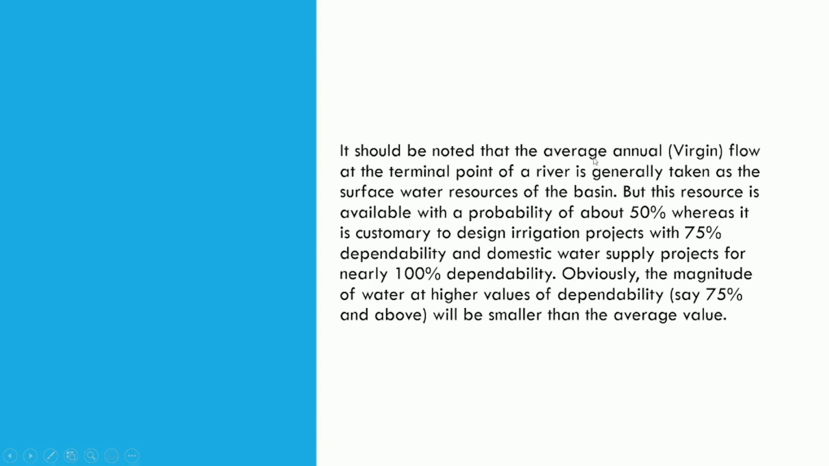It should be noted that the average annual virgin flow at the terminal point of a river is generally taken as the surface water resources of the basin. But this resource is available with a probability of about 50%, whereas it is customary to design irrigation projects with 75% dependability and domestic water supply projects for nearly 100% dependability. Obviously, the magnitude of water at higher values of dependability, say 75% and above, will be smaller than the average value.